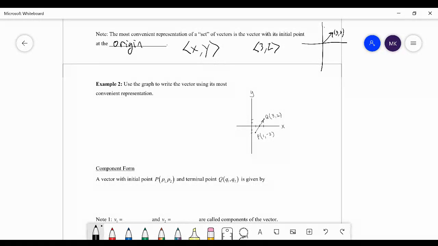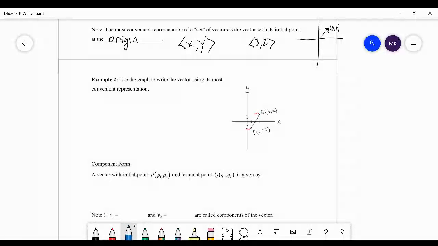So I know I want the initial point to be at the origin. So that means the initial point, which is at 1, -2, needs to go back to the left 1 space. So that means Q would need to go back to the left 1 space. Now, since it's at 1, -2, it also has to go up 2 spaces. That means Q would have to go up 2 spaces. So let's tack on another 2 tick marks there. And so that makes this end point be at the point 2, 4.